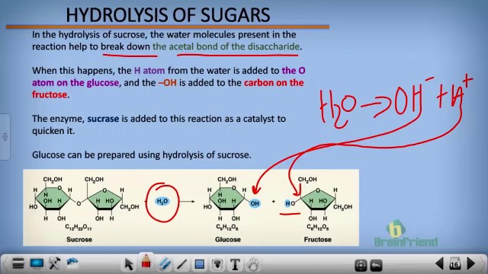And the enzyme sucrase, of course, is an enzyme that is added to this reaction to facilitate it, to quicken it. So this is one way that glucose can be prepared, because as you can see, it's giving back glucose and fructose. So if we want to prepare glucose, we can use the hydrolysis of sucrose to do that.